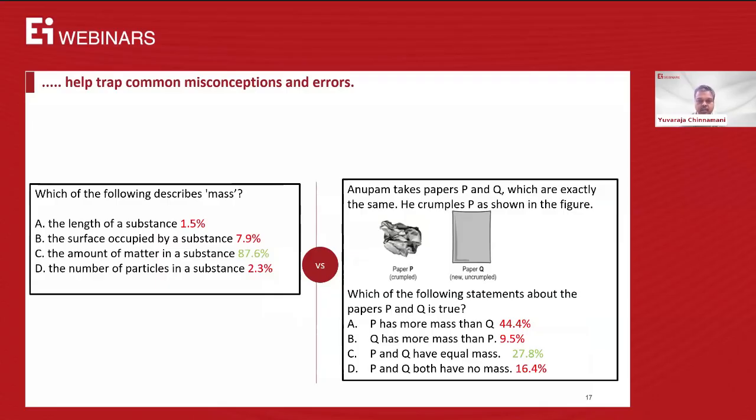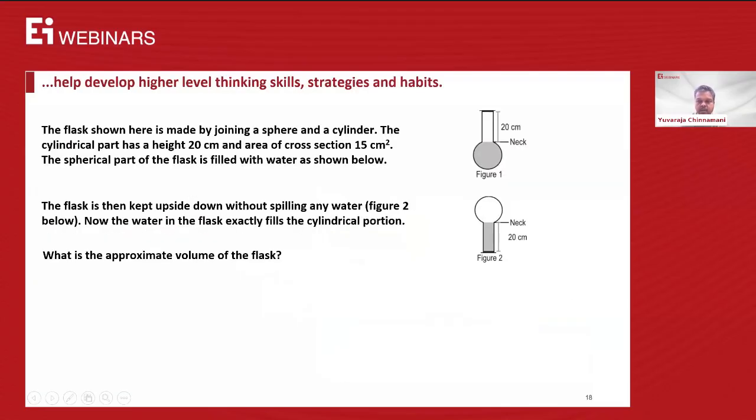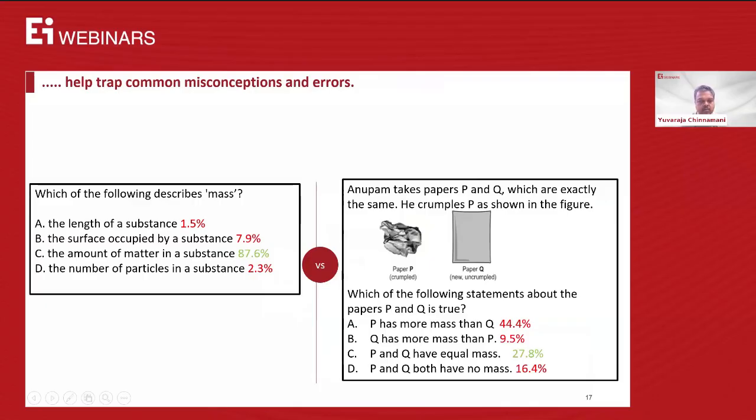Let's look at another pair of questions that seem simple, but tell a lot about how students are reasoning. On the left side, we have the same perimeter question.